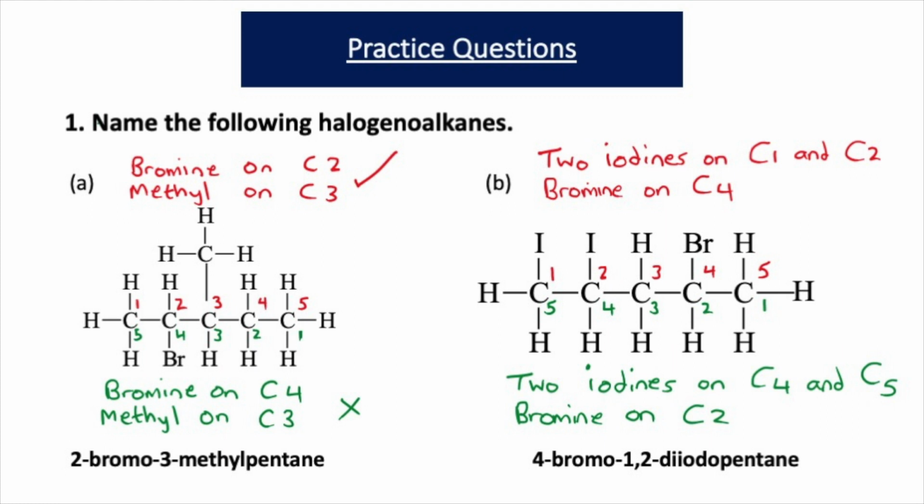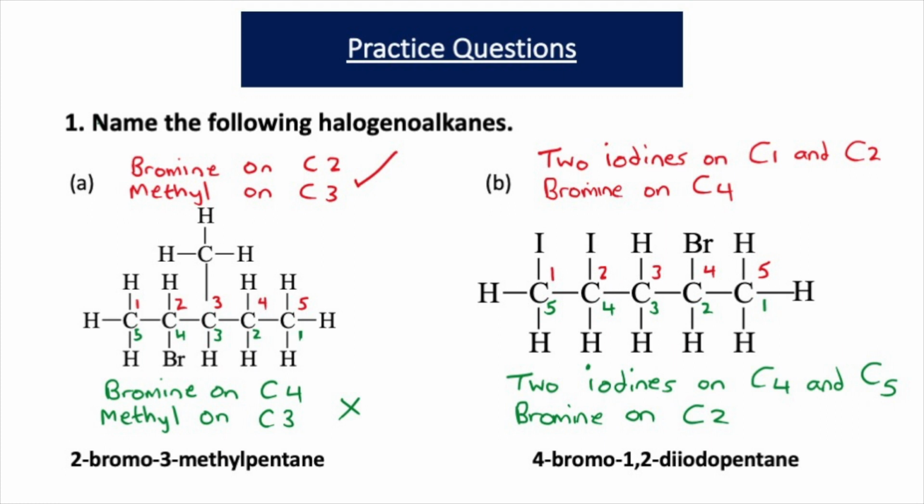If I number it left to right, as I've done in red here, the substituents, the bromine and the methyl group, are on carbons 2 and 3. And if I number it right to left, as I've done in green here, the substituents are on carbons 3 and 4. 2 and 3 are lower numbers than 3 and 4. So to number it left to right, as I've done in red here, is the correct way of numbering it. And therefore the name of this compound would be 2-bromo-3-methyl pentane. Now once again I have to remember that I put a hyphen between a number and a word.